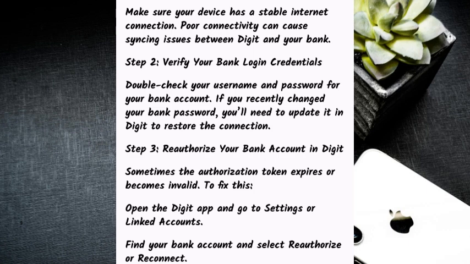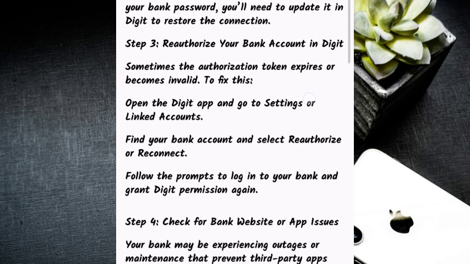Step 3. Reauthorize your bank account in Digit. Sometimes the authorization token expires or becomes invalid. To fix this, you gotta open the Digit app and go to Settings or Linked Accounts. Find your bank account and select Reauthorize or Reconnect. Follow the prompts to log into your bank and grant Digit permission again.